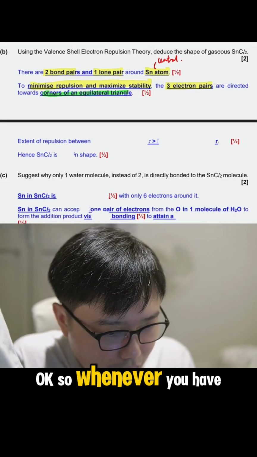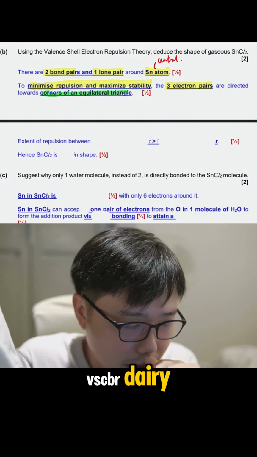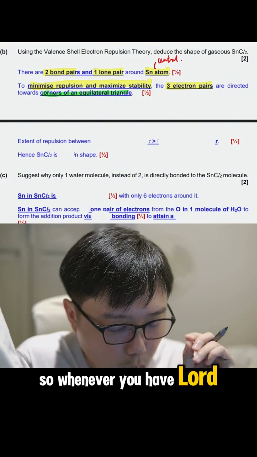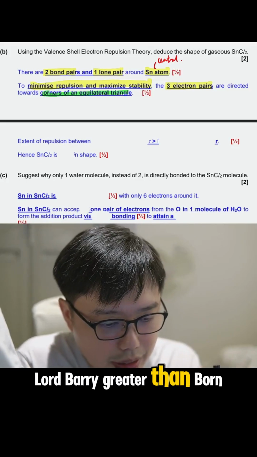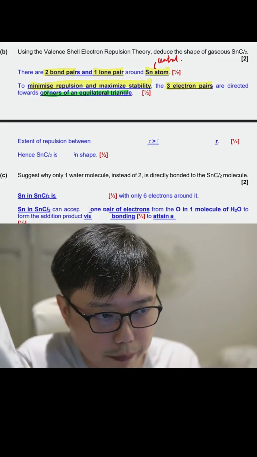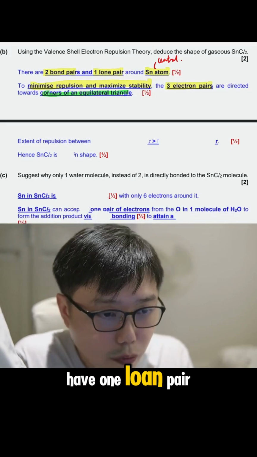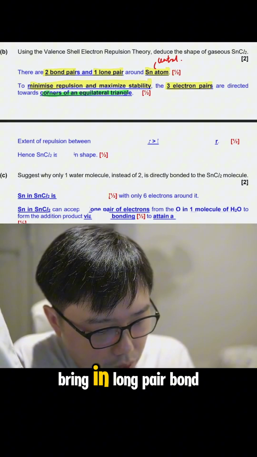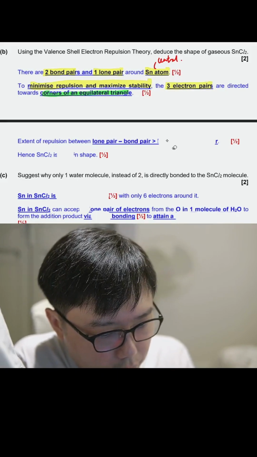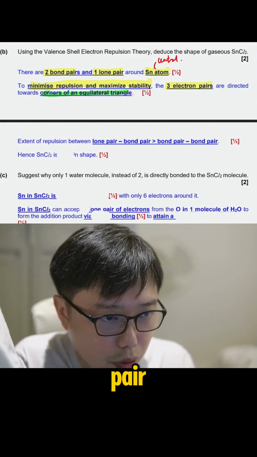Whenever you have lone pairs in VSEPR theory, you have to bring in this statement: lone pair-lone pair repulsion is greater than lone pair-bond pair repulsion, which is greater than bond pair-bond pair repulsion. Here we only have 1 lone pair, so we don't need to talk about lone pair-lone pair repulsion. We just need to bring in lone pair-bond pair repulsion is greater than bond pair-bond pair repulsion.